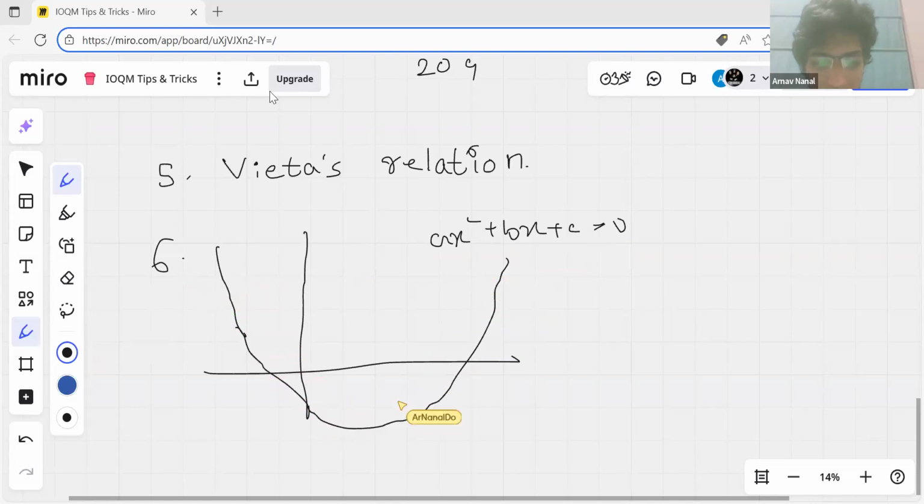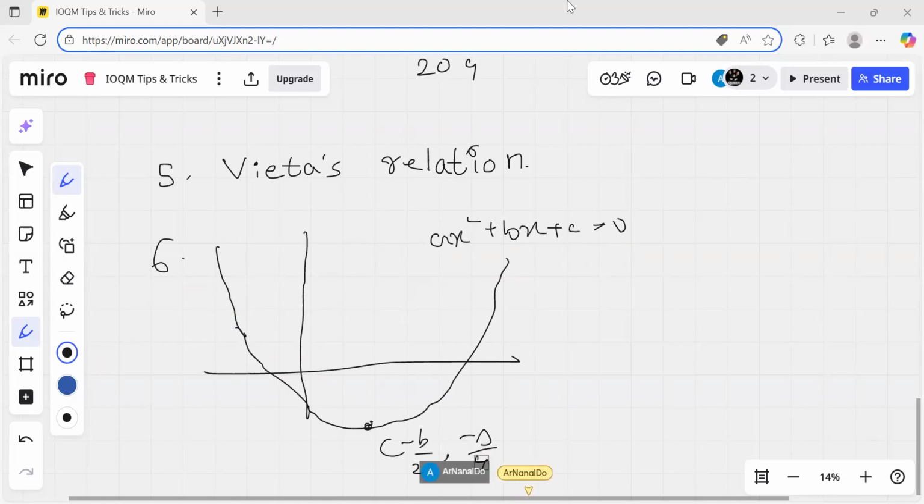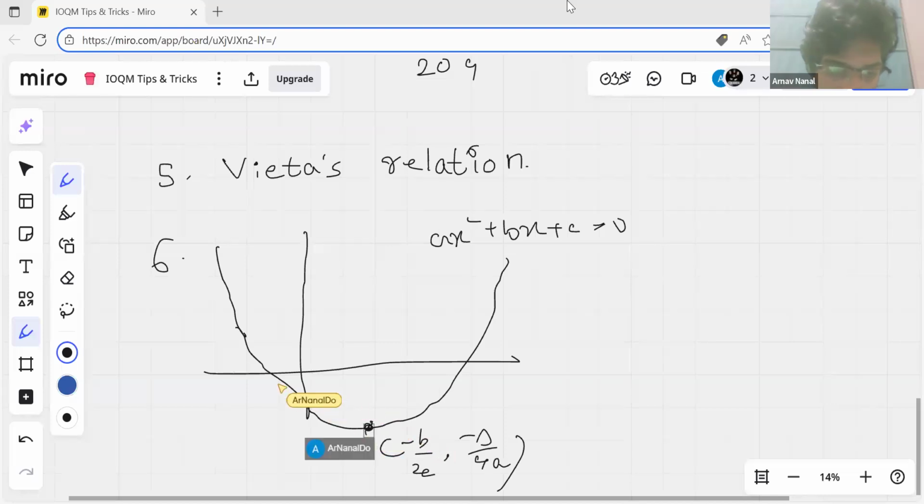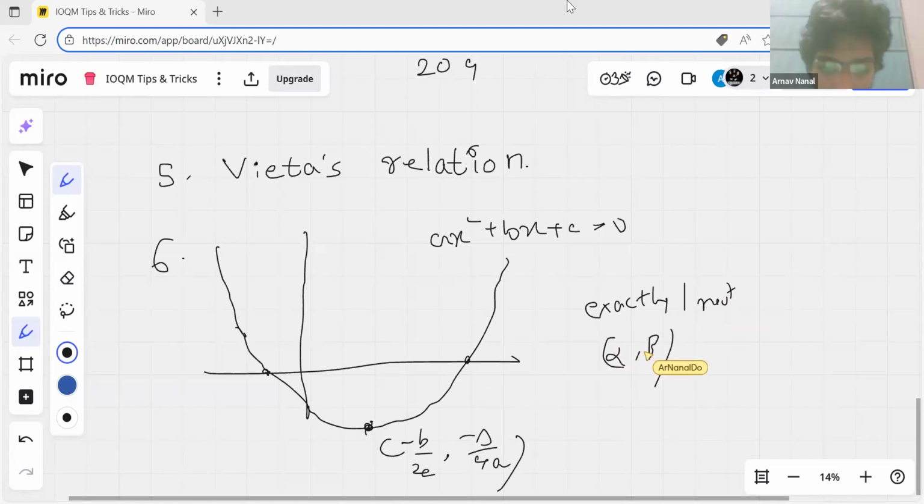You should memorize the vertex as minus b by 2a comma, what is it? I forgot. Minus delta by 4a. Yeah, 4a. So you should memorize this. So you have roots here. Let's say it's given that there is exactly one root between alpha and beta. So in this range, the sign of p of alpha and the sign of p of beta should be different. Or like alpha here and beta here and stuff like that. So make sure that you are doing this correctly.